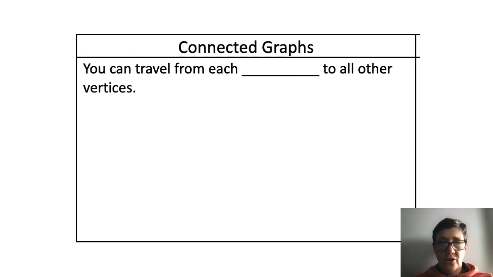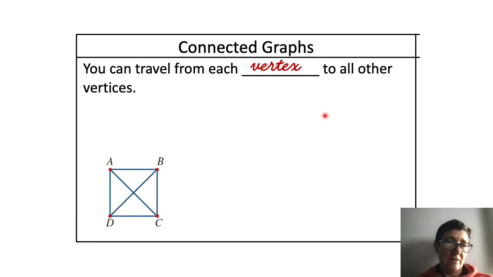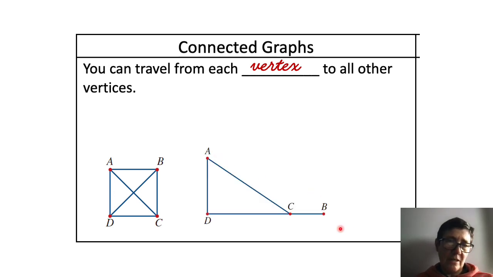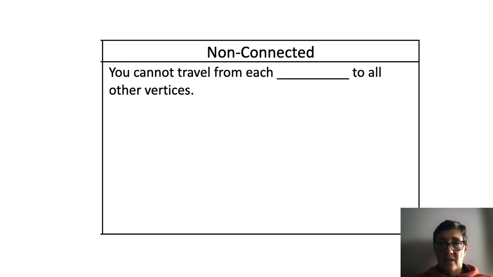First thing you need to know is the difference between a connected graph and one that's not connected. Connected graphs are ones where you can travel from each vertex to all the other vertices. For example, here I can go from A to B, A to C, A to D. I can get to each of those vertices in this graph. Same with this one here. To get from A to B, I just have to go via C, but I can still get there. These are connected graphs.